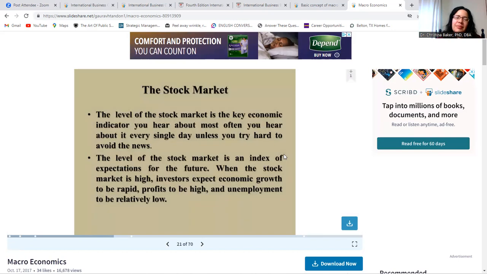The stock market. The level of the stock market is the key economic indicator that you hear about most often, every single day in the news. The level of the stock market is an index of expectations for the future. When the stock market is high, investors expect economic growth to be rapid. Profits can be high and unemployment can be relatively low.